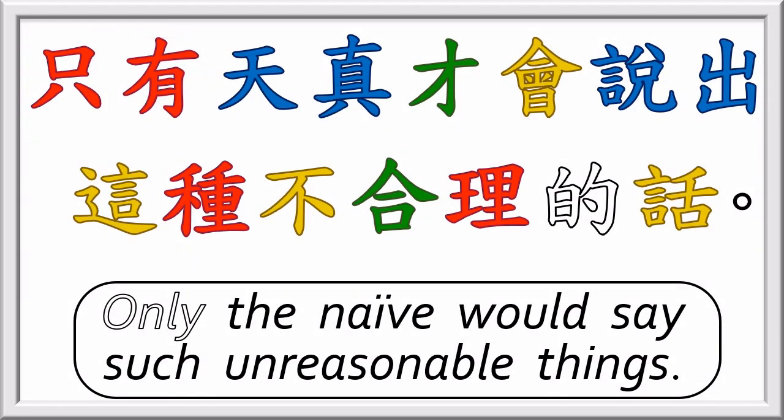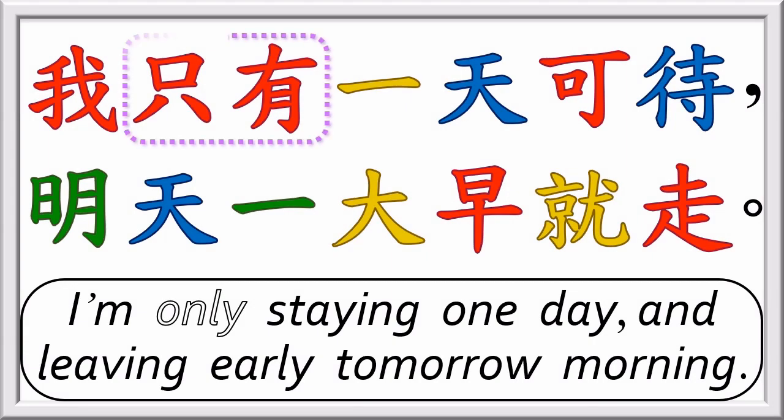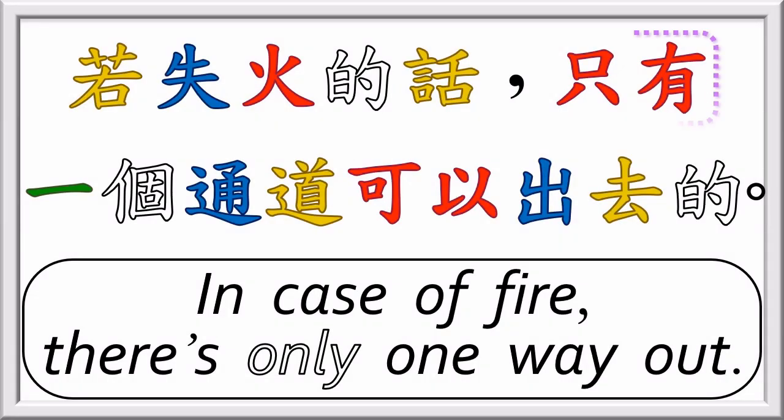只有天真才会说出这种不合理的话。Only the naive would say such unreasonable things. 我只有一天可待，明天一大早就走。I'm only staying one day and leaving early tomorrow morning. 若失火的话，只有一个通道可以出去的。In case of fire, there's only one way out.